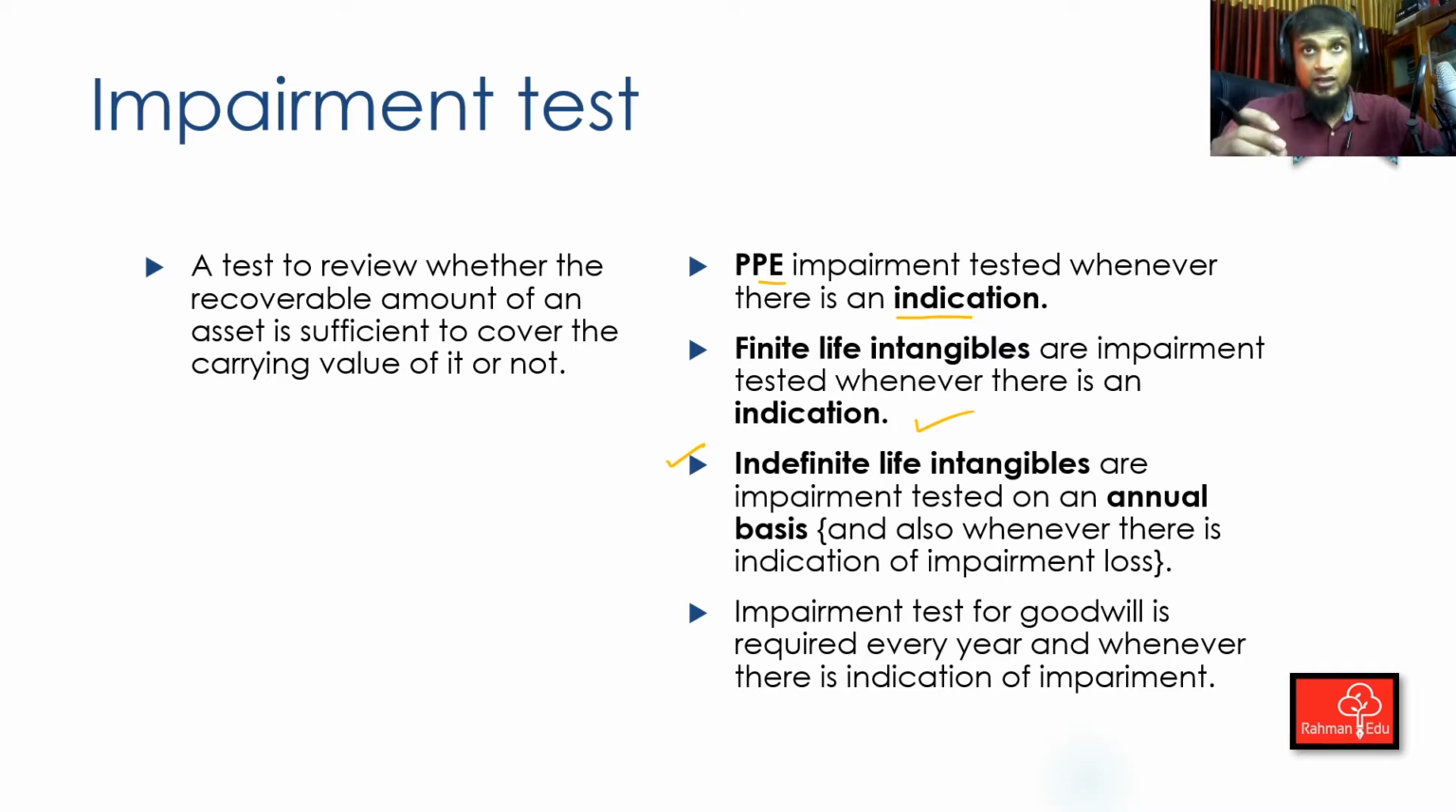Sometimes in a single year you may need to do more than one impairment test, 2 times, 3 times, 4 times. You got indications in January, in March again, in May again, in September again, 4 times indications. Carry out 4 tests. That's the requirement of IAS 36. Yes. Goodwill impairment test every single year, and also if there is indication, do that again. It's like that.